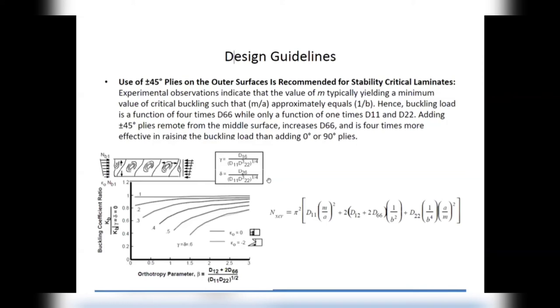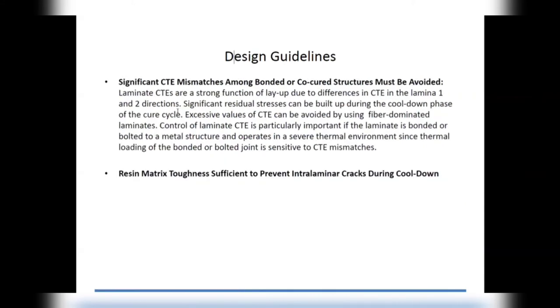And here I have an example of gamma being plotted against these parameters and delta, and then gamma and delta are shown here. The buckling coefficient generally increases when we can get those plus minus 45 degree plies in the outer surfaces. That will increase the stability of the structures fairly well.